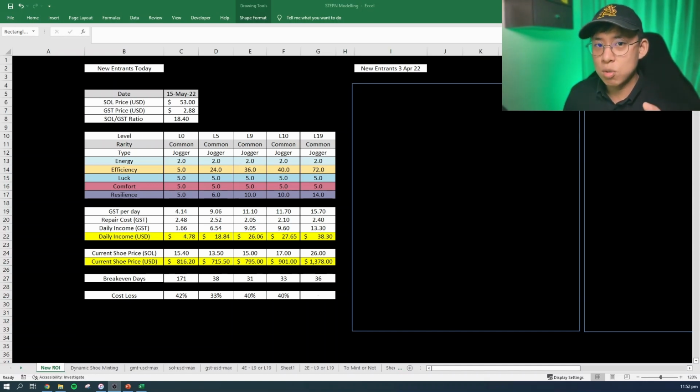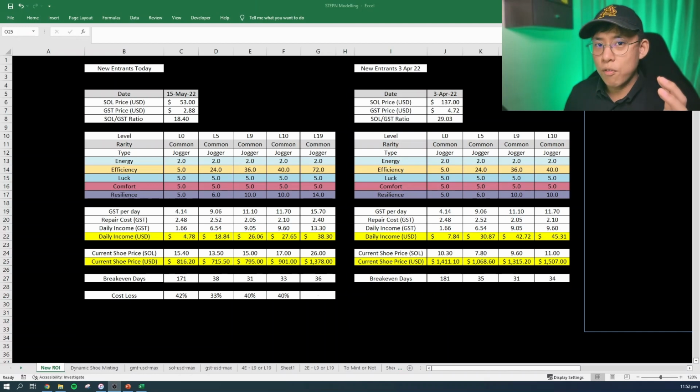However, for this to be the best or even a better time for you to get into the STEPN app, we need to compare it with prices previously, because things might have changed after the crypto market crash. And so for the comparison, I've extracted the table which I used in my previous video. In that video, I got the information on the 3rd of April 2022. On that day, the Solana price is $137. The GST price is 472. And the Solana to GST ratio is 29.03.